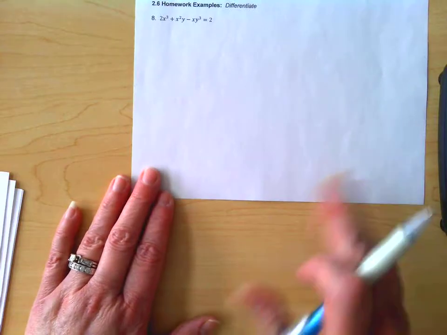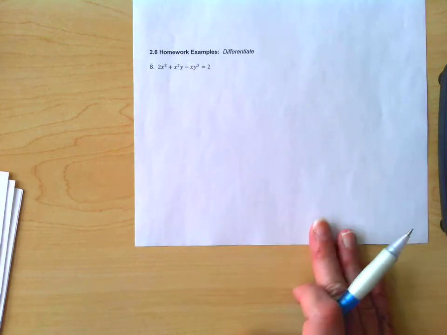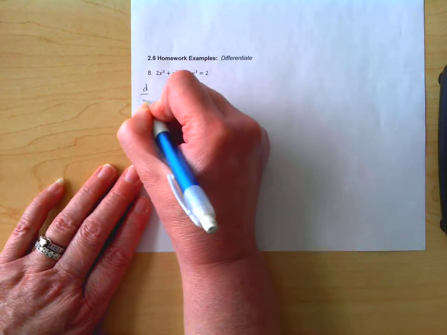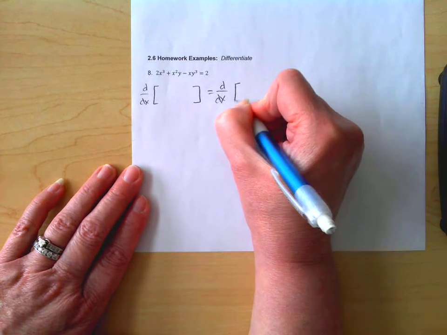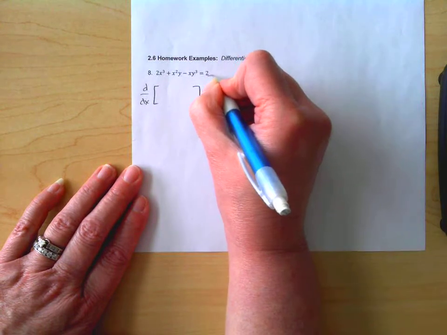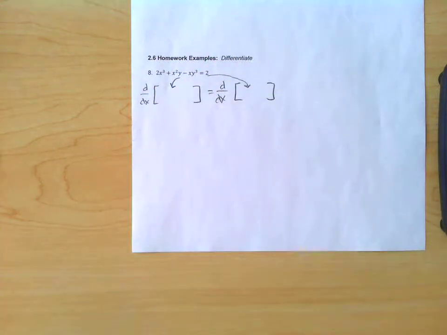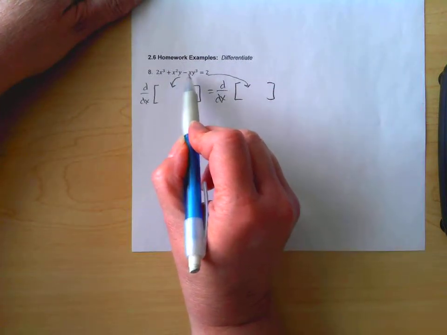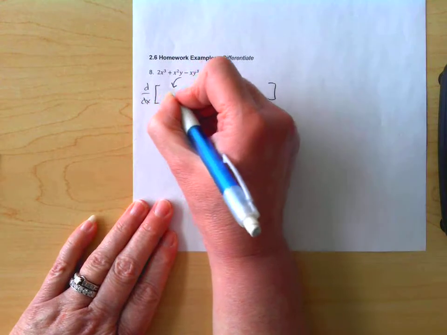We're going to go down to this example: 2x cubed plus x squared y minus xy cubed equals 2. So we'll do the derivative with respect to x of this piece on the left and with respect to x of this piece on the right. The derivative of 2x cubed plus x squared y minus xy cubed. I'm going to try and show this in color so that we don't lose any pieces.